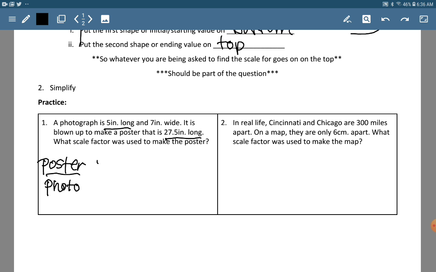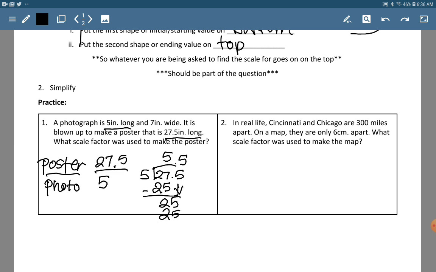So the poster is 27.5 inches over 5 inches. Now, it's a decimal and a fraction, so I'm going to solve that by dividing: 27.5 divided by 5 to get the actual scale. I know 5 can go into 27 5 times, which is 25. Bring up your decimal, bring down your last number, which is 25, and I know 5 can go into it exactly 5 times. So your scale factor in this case is 5.5.